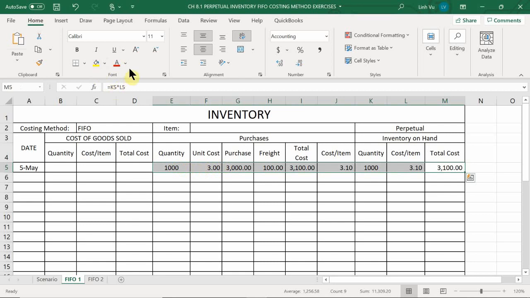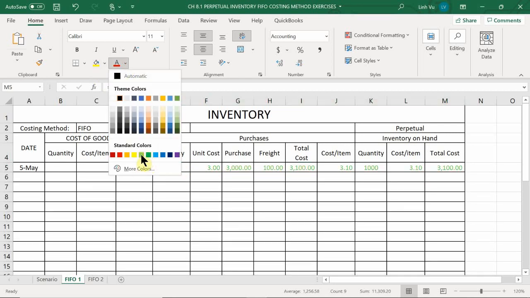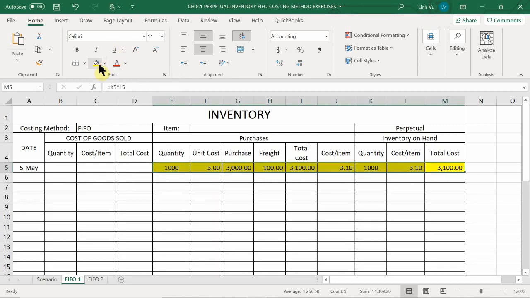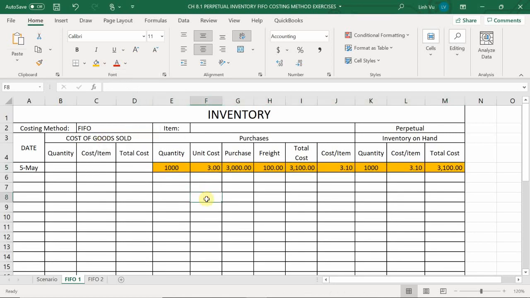But I'm going to go ahead and use colors just so then we are all on the same page. And I'm going to start off with the orange batch. Oh, not color. We're going to do a fill. Okay, I'm going to make this orange. So that's my very first batch of inventory, right?